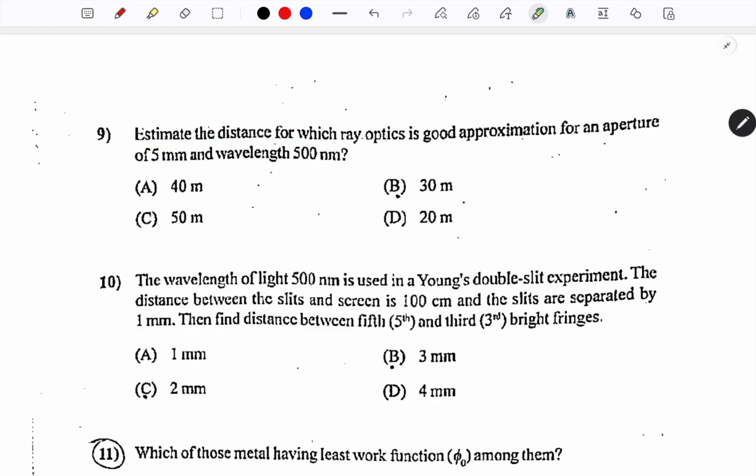Estimate the distance for which ray optics is a good approximation for an aperture of 5 mm and wavelength of 500 nanometer. Okay, this question is repeated and we have solved it in the 2022 paper also. This is in the omitted syllabus and good approximation is not in our syllabus, but we try: Z is equal to a square by lambda. If you put 5 into 10 to the power minus 3 squared divided by 500 into 10 to the power minus 9, on putting this the answer will be 50 meter.